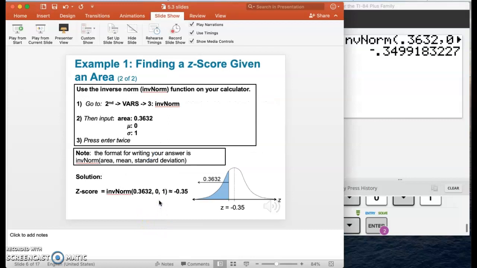Going back to our PowerPoint slides, you can see that that's the solution that I also have here. Note the format for writing your answer is INV capital NORM, open parentheses, area, comma, mean, comma, standard deviation, close parentheses. In my solution, I have the z-score equals INV norm, open paren, the area, 0.3632, then the mean, which is 0, and then the standard deviation, which is 1, close paren, and then my solution, which is approximately negative 0.35.